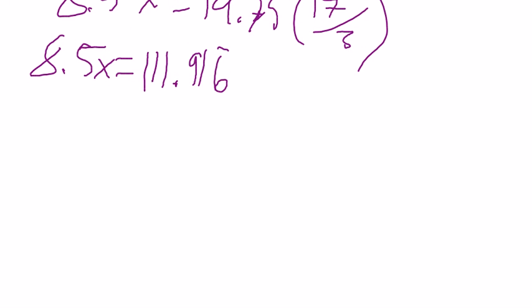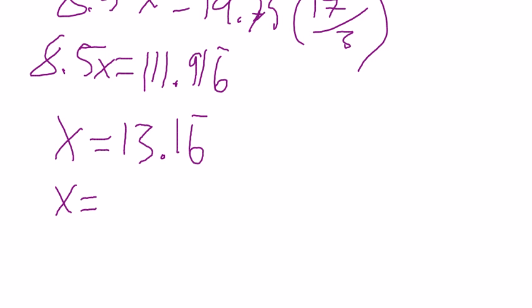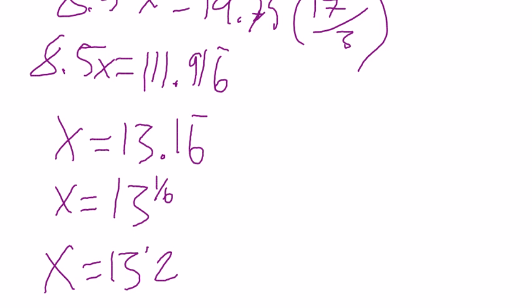Divide both sides by 8.5 to get x equals 111.916 repeating, divided by 8.5, is 13.16 repeating. 0.16 is the decimal for 1/6. So it's like I have 13 and 1/6. Well, if I convert that 1/6 into inches, or feet rather, I know I have 12 inches in a foot, so that's going to be 13 feet and 2 inches. And I'm done. But if you left it as 13.16 repeating, I would take that.